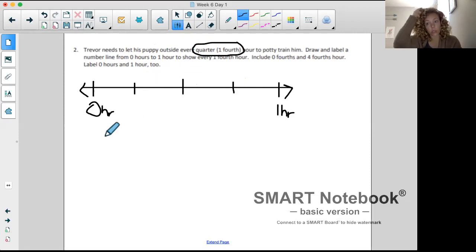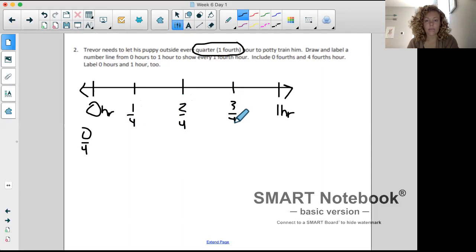And then we're going to label, okay? We're going to start with the endpoint of 0. So we have to say how many fourths is equal to 0. 0/4, right? So I'm going to go right below so that I know that everything in line there is the same. There's more than one way we can label that endpoint. It can be 0 hours. It can always be 0/4 as well. The next one is 1/4, 2/4, 3/4, and 4/4, or 1 whole hour.